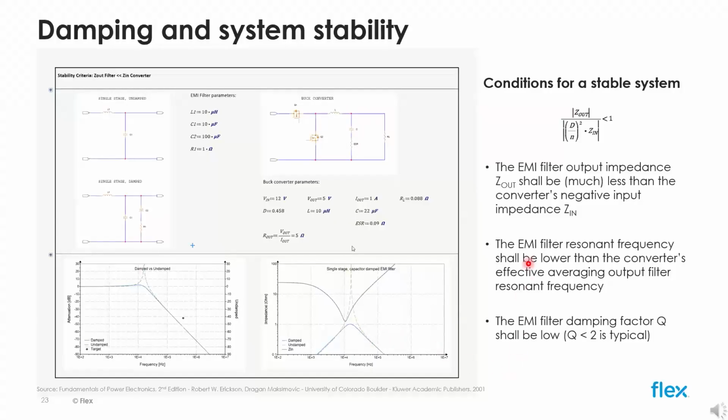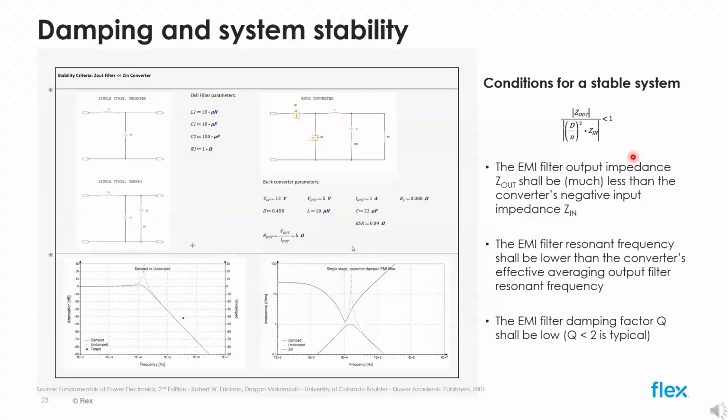The condition for the EMI filter DC-to-DC converter system to be stable is the output impedance of the filter shall be lower than the input impedance of the converter. See the formula on the right, where D is the duty cycle and N is the turns ratio if the converter is based on an isolated buck topology. It is 1 in this case.